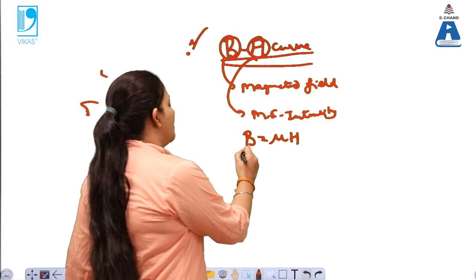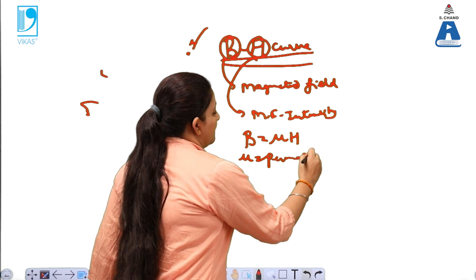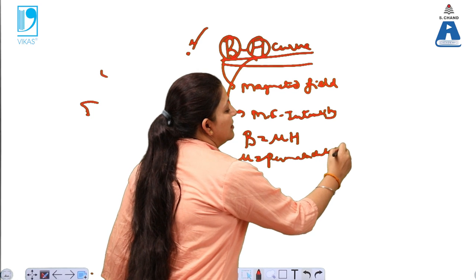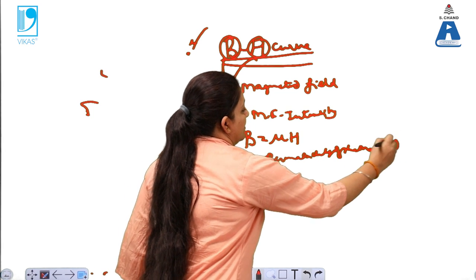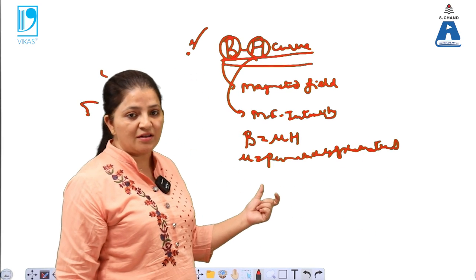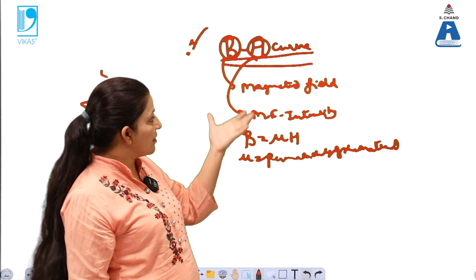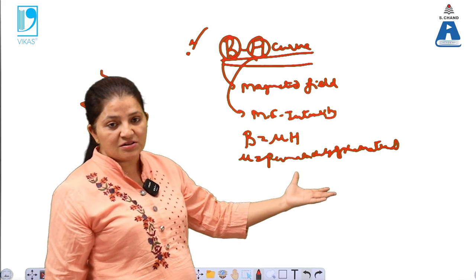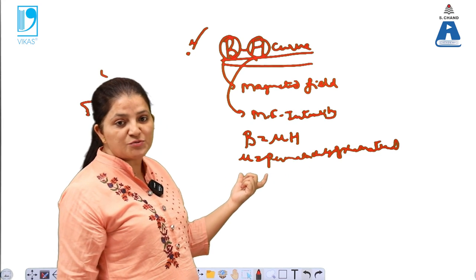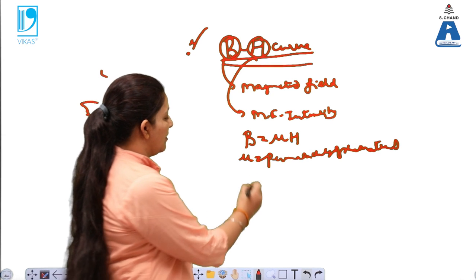What is mu here? Mu is defined as the permeability of the material. For different materials, the value of mu will be different. Now in case of a transformer, we prefer ferromagnetic materials. So in that case, the value of mu is positive, that is more than 1.